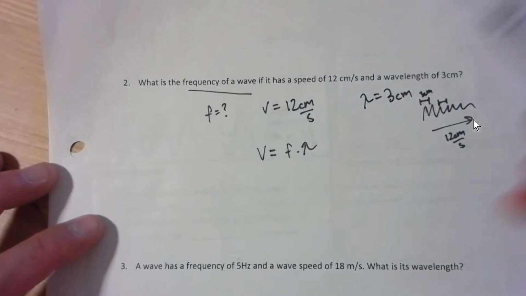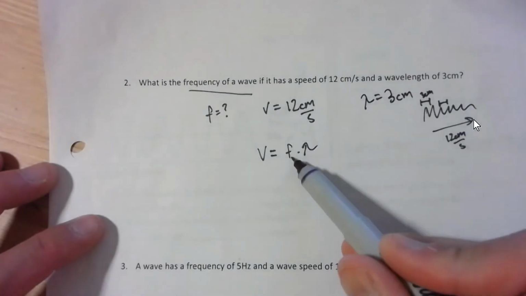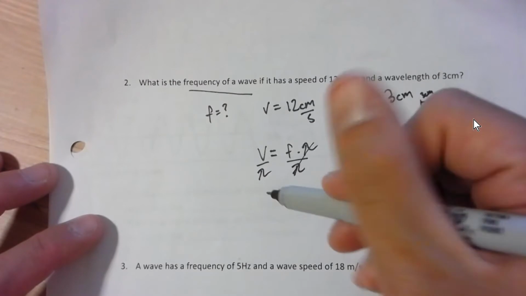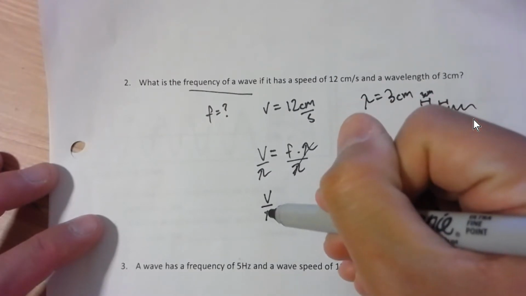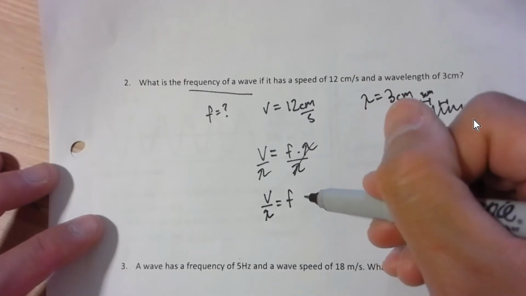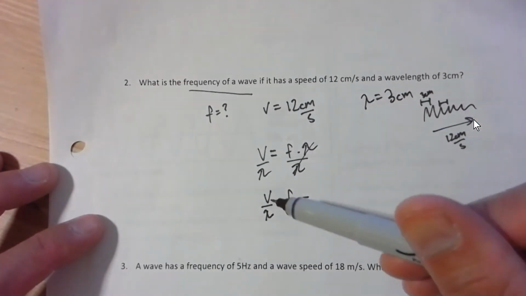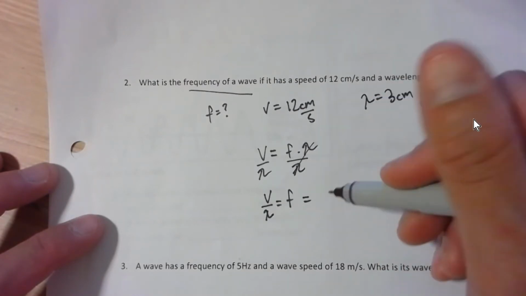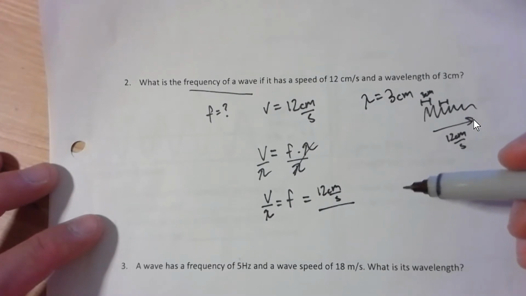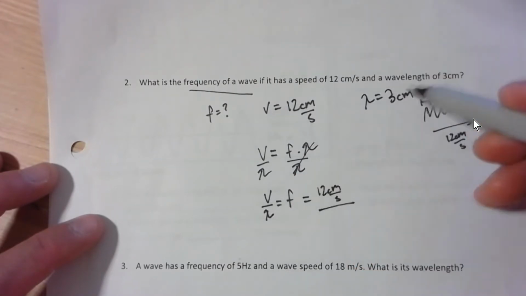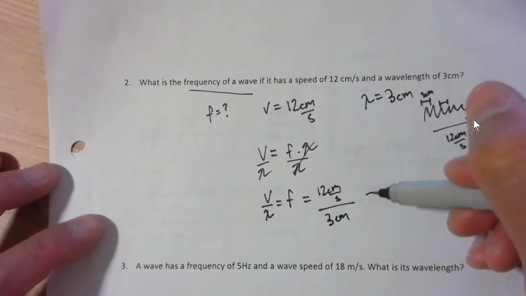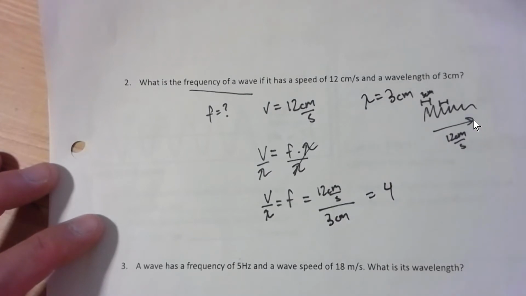So here, how we set this up is we need to solve for f. So let's divide both sides by wavelength. That's going to be velocity divided by wavelength is equal to your frequency. Frequency we still don't know, but let's go ahead and substitute in the values. The wave speed is 12 centimeters per second divided by, let's check this out, the wavelength is 3 centimeters. What's that going to be equal to? So I know 12 divided by 3 is 4, but how are the units going to cancel out?